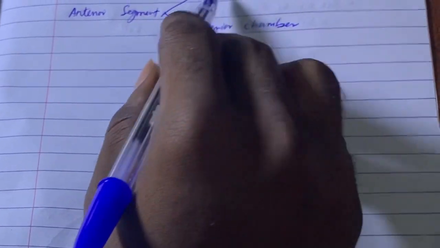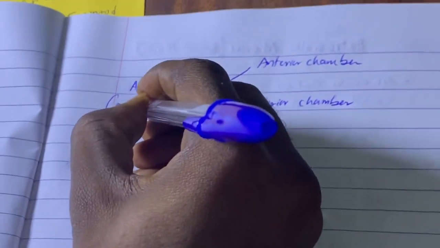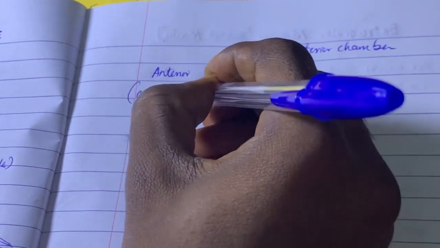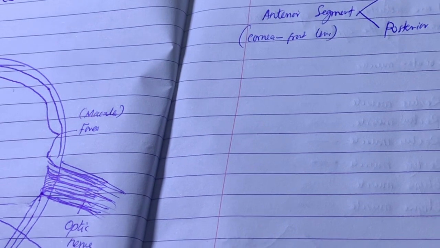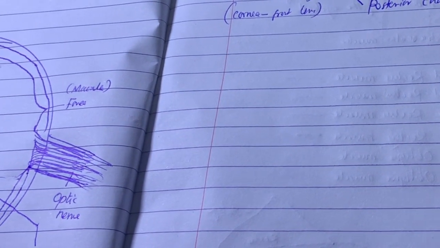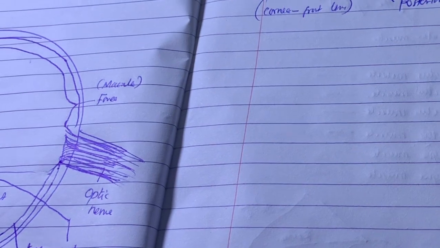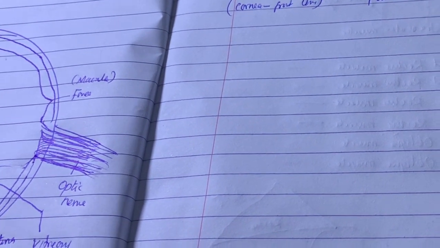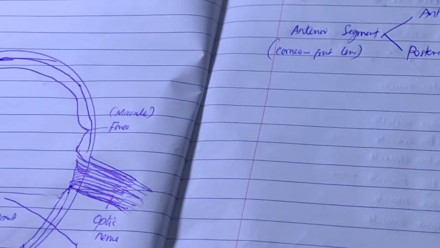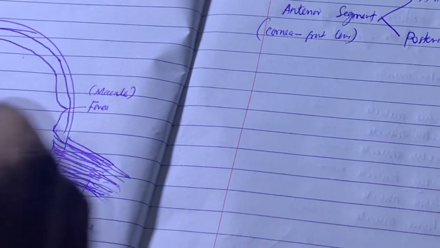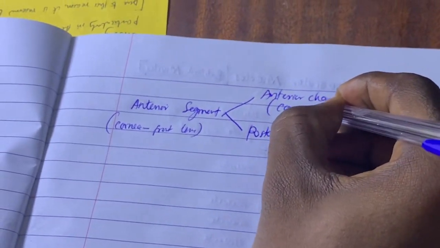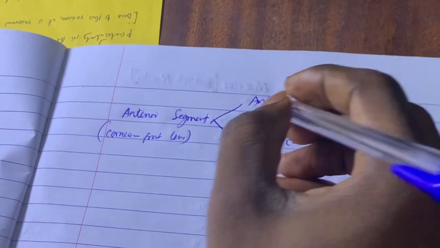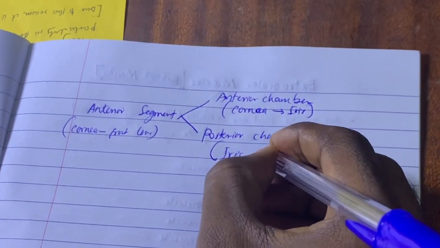Now, what is the anterior chamber? We know the anterior segment is from the cornea to the front surface of the lens. The anterior chamber is from the cornea to the iris, this part. And the posterior chamber is from the iris to the lens.